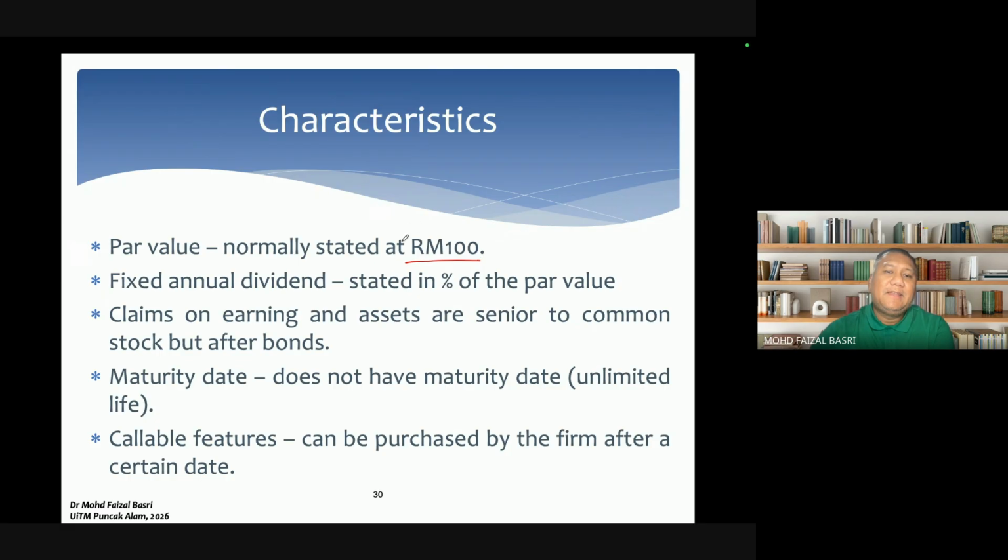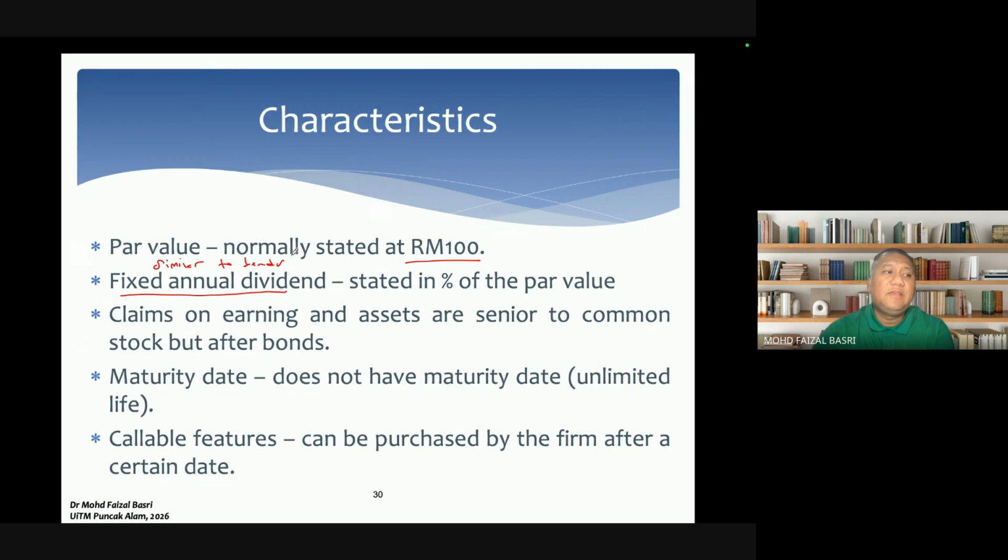Okay, and they're gonna have a fixed return as well. So ni similar to bonds. Okay, similar to bonds. So bond return dia fixed. Okay, cuma return dia adalah dalam bentuk coupon, interest. Whereas for the preferred, dia punya return adalah dalam bentuk dividend. Okay, adalah dalam bentuk dividend.